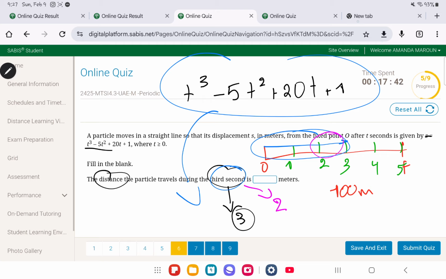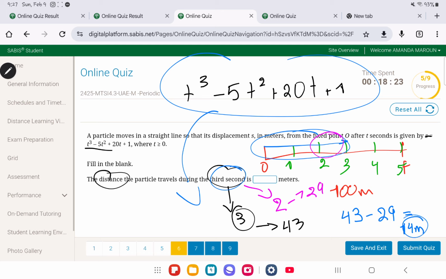That's pretty much it. So for 3, it's going to be 3 to the power of 3 minus 5 times 3 squared plus 20 times 3 plus 1, and we are going to get 43. For 2, if you put it on the calculator, you are going to get an answer of 29. So now you are going to subtract them, 43 minus 29, and you get an answer of 14 meters.